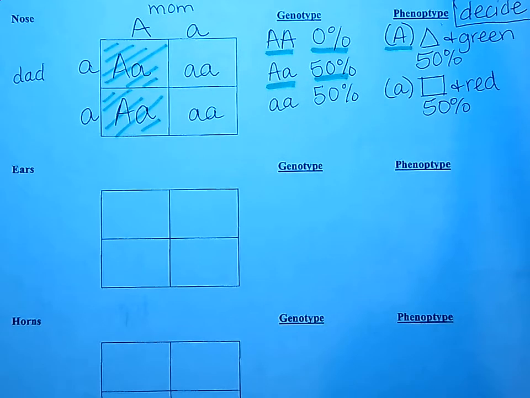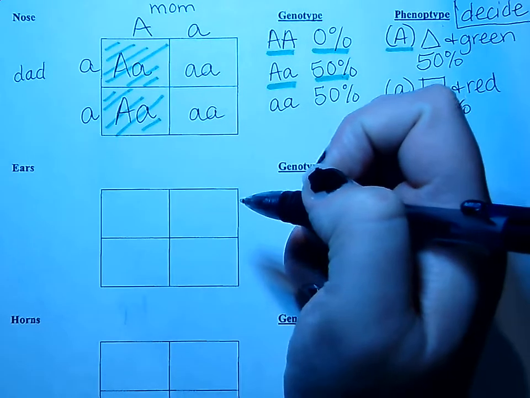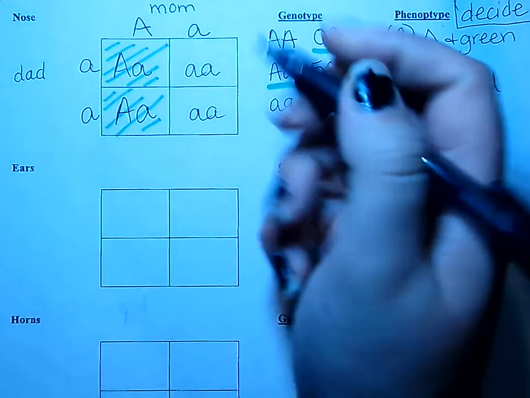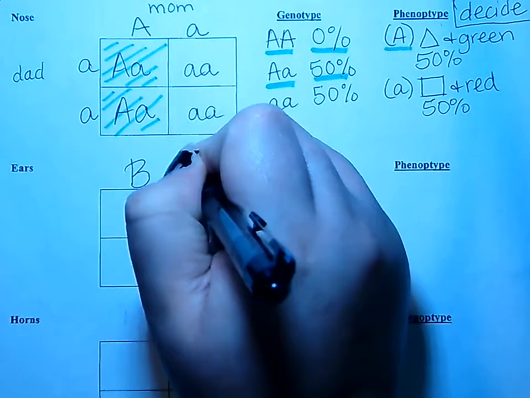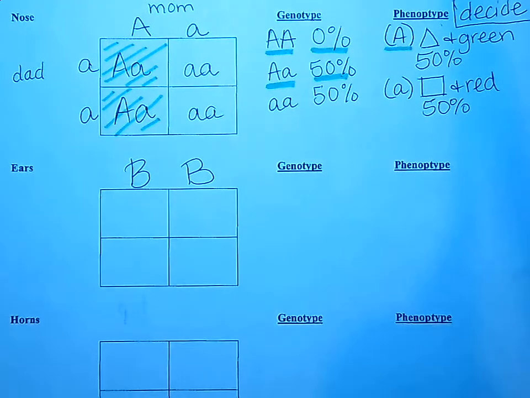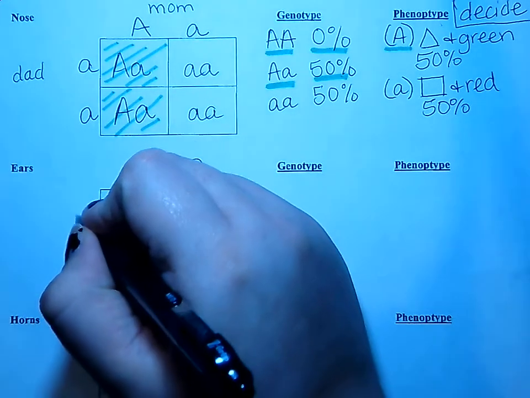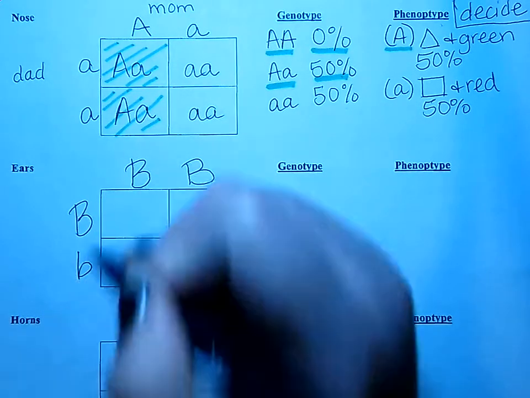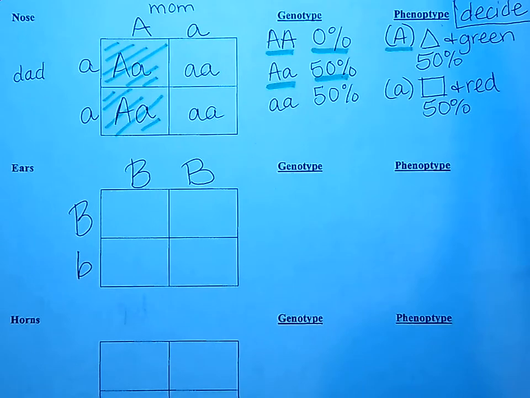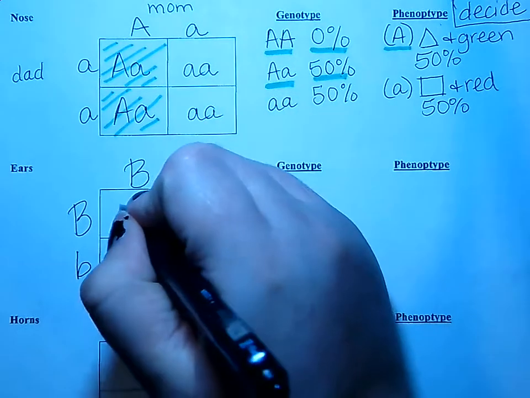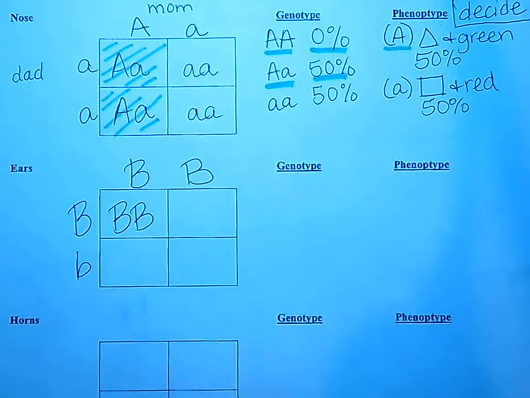So now let's look at the ears and figure out what Sam's trait is going to be. So for ears, his mom was homozygous dominant. So big big. For his dad, he was heterozygous. So big little. Now let's match it up. Big, big.